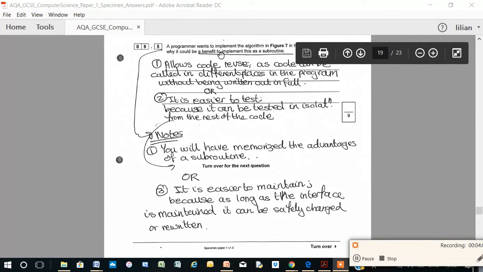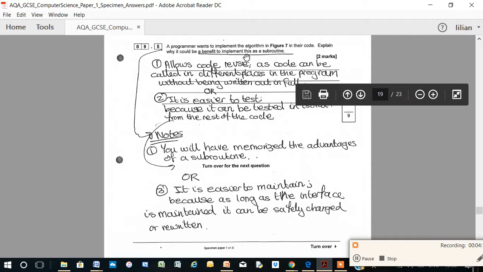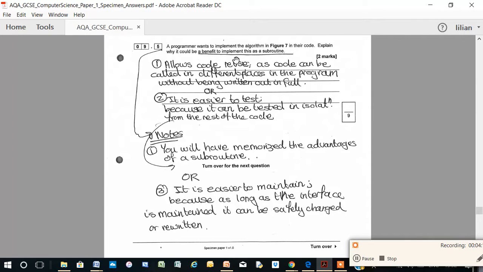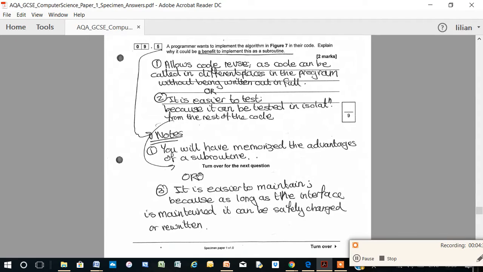It's saying here that a programmer wants to implement the algorithm in their code; explain why it would be a benefit to implement this as a subroutine. It's asking what are the advantages of subroutines, which you should have memorized. So it allows code reuse, as code can be called in different places in the program without being written out in full, or it is easier to test because it can be tested in isolation from the rest of the code, or it is easier to maintain because as long as the interface is maintained, it can be safely changed or rewritten. So those are the advantages of subroutines, which you should have memorized. And that is all.